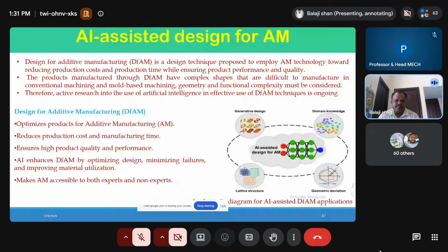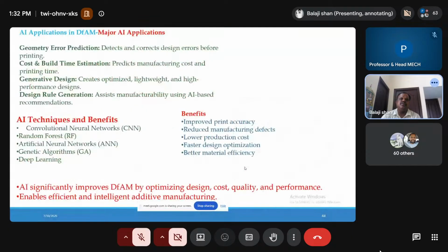It optimizes the products for additive manufacturing, reduces the production cost and manufacturing time, and ensures high product quality and performance. AI enhances the design for additive manufacturing by optimizing the design parameters and designs, minimizing the failures and improving the material utilization. It makes additive manufacturing accessible for both experts and non-experts. So major artificial intelligence applications in additive manufacturing are early geometry error prediction.